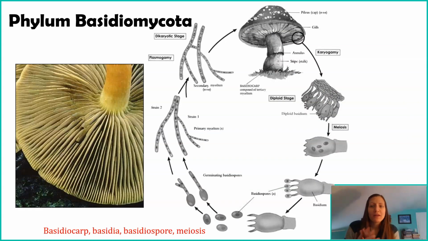So I'm going to talk about the life cycle as usual, but before I do that, I actually want to show you something kind of cool about Phylum Basidiomycota that ties all these different types of mushrooms together. And it's taking a look at this picture here on the left. This is looking at the underside of a typical mushroom. And all of these little slats that you see, all of these different lines that you see are called gills. And that's actually labeled up here as well.